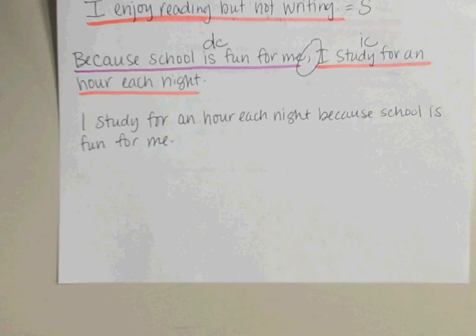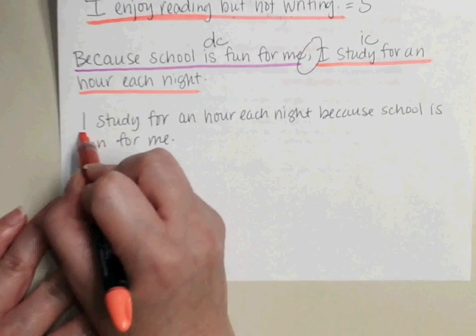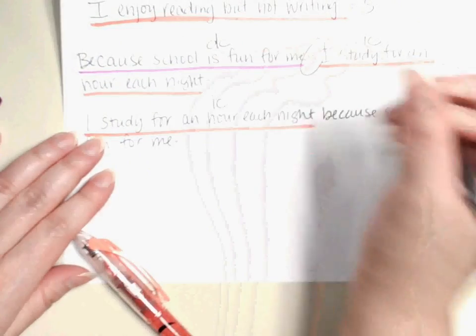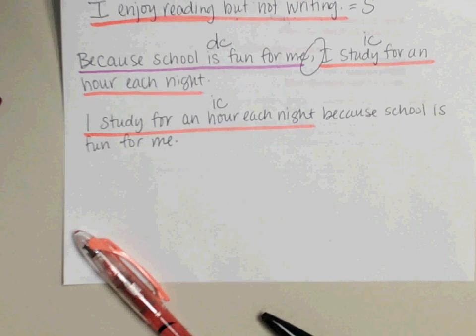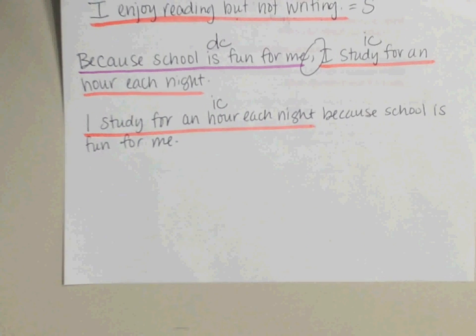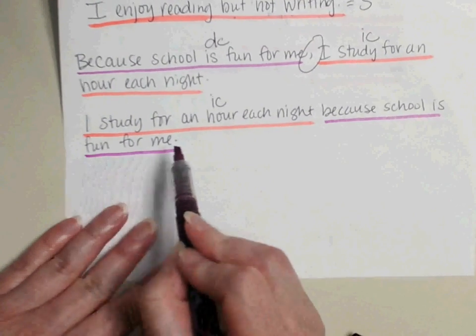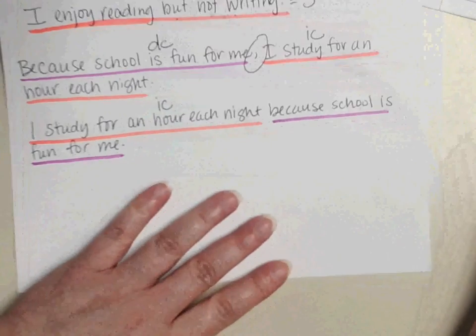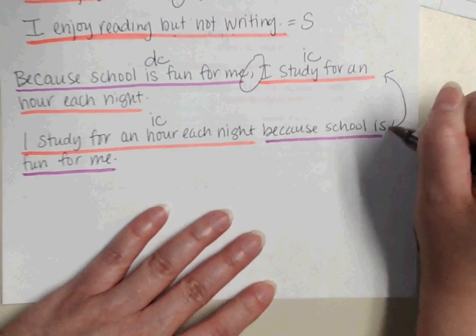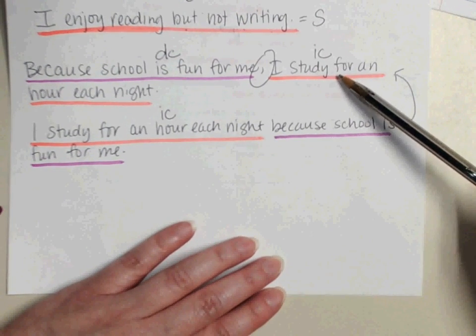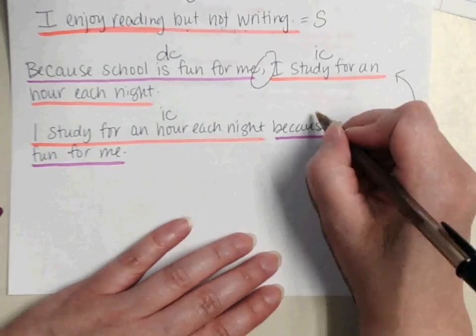Okay, so I study for an hour each night, independent or dependent? Independent, so I'm going to highlight that my independent. I study for an hour each night. Remember, that's an independent clause. Because school is fun for me, independent or dependent? Can that stand by itself if I just walked in and said, hey, because school is fun for me? No, so that's dependent. These are the same sentences, they're just switched, right? What is missing in the second one that the first one has?